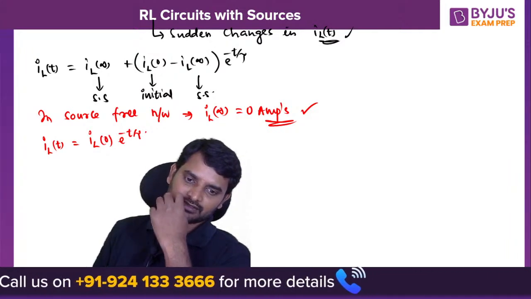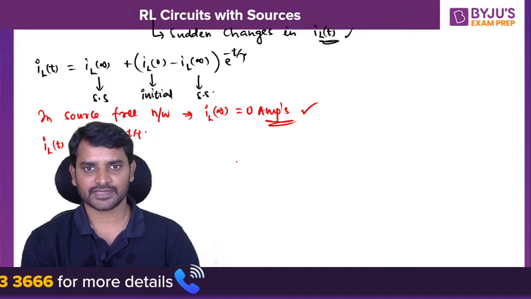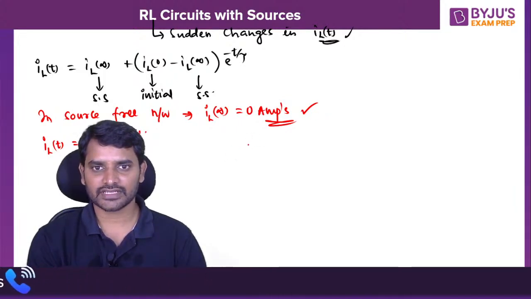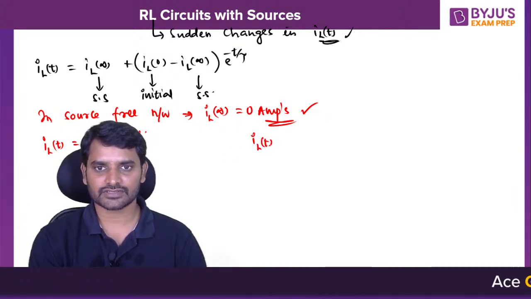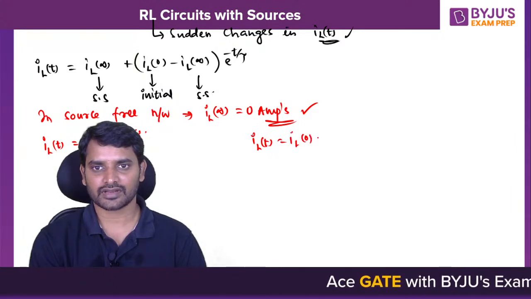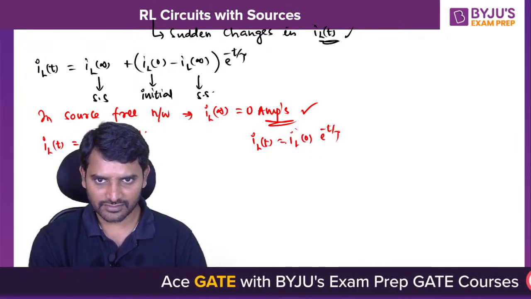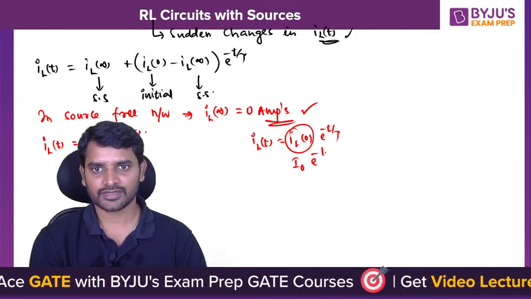Okay, is it visible? If not visible, let me write here. So then you'll get only IL of t is equal to IL of 0 into e power minus t by tau. This IL of 0 we write as I naught, so I naught into e power minus t by tau.